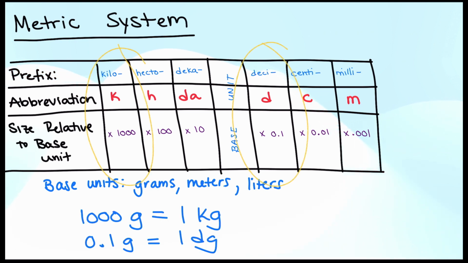So for example, if we're working in grams, 1 kilogram, we abbreviate that as kg, so 1 kilogram. This table is telling us a kilogram is 1,000 grams. 1 decigram, which we abbreviate DG, is actually 0.1 grams. So that's how this basic table works. You can have milligrams, centigrams, etc., and the relationships are described in this table.